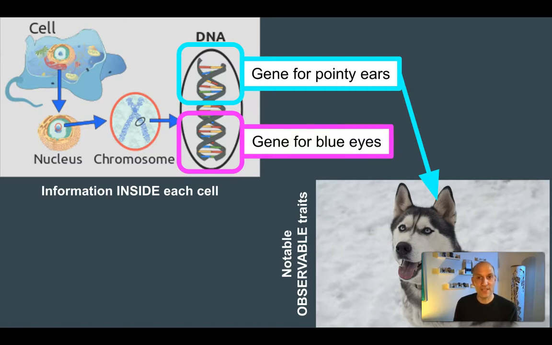The gene for pointy ears gives the dog pointy ears. The gene for blue eyes gives it the information to create blue eyes. So again, the information from inside the cell is used by the organism to create the traits that we can see or observe.